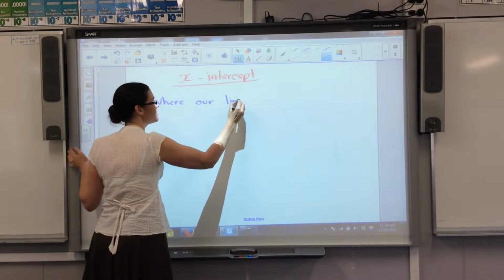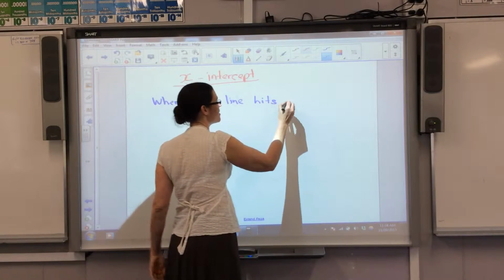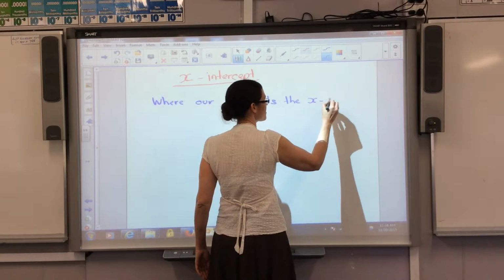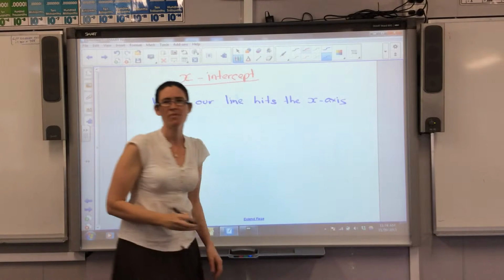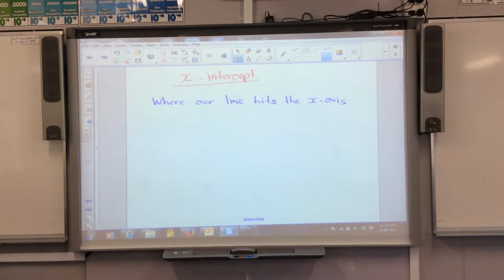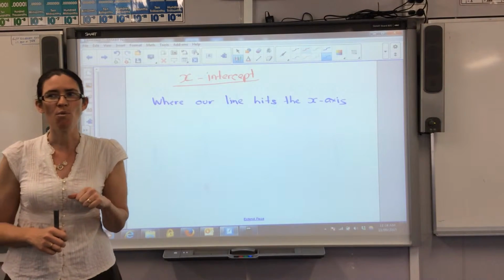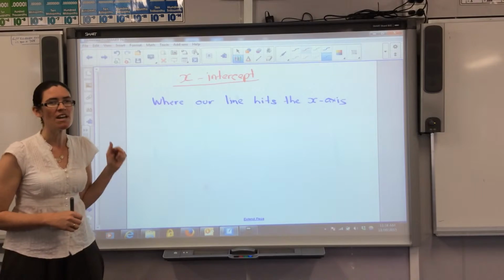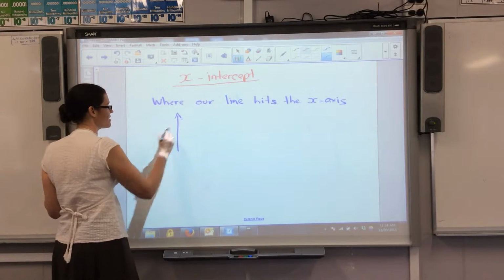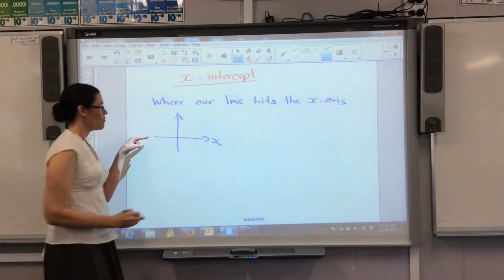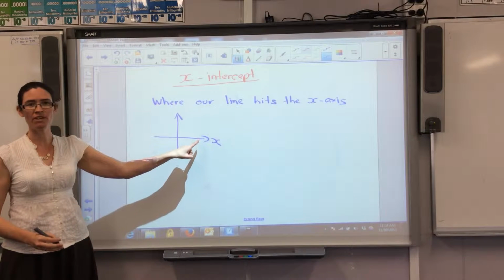So that's the definition of an x-intercept, is where our line hits the x-axis. On the x-axis, I know that every point on the x-axis, there's something particularly special about the y value. What's special about the y value everywhere on my x-axis?